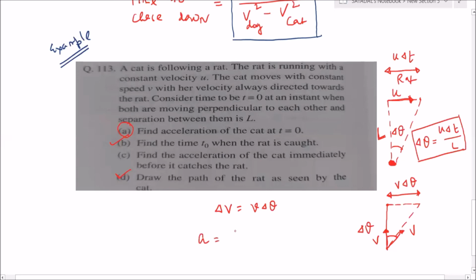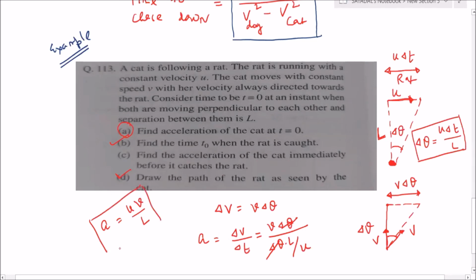So acceleration is equal to delta v by delta t. So delta v is v delta theta divided by delta t. What is delta t from here? It is coming to be delta theta into L by u. So this cancels. It's a beautiful problem. A is equal to uv by L. It's a wonderful question. So this is the acceleration at t equal to 0. Quickly note it down. Understood?